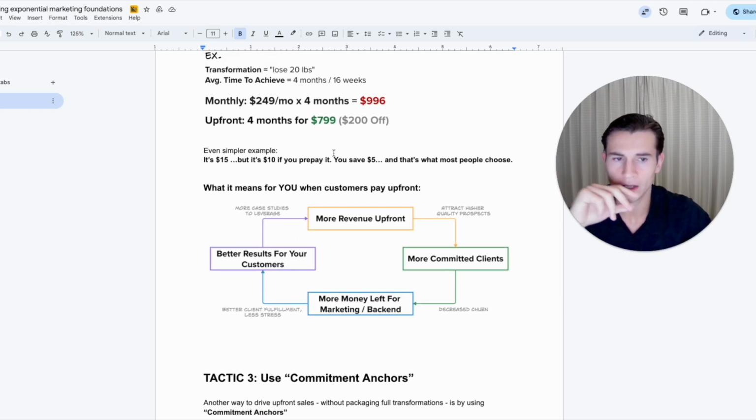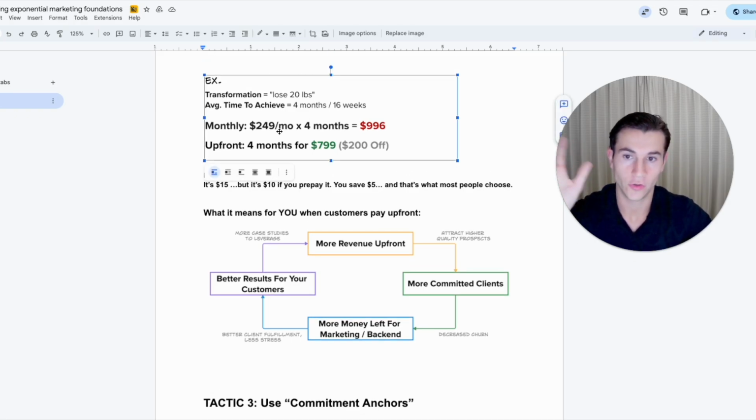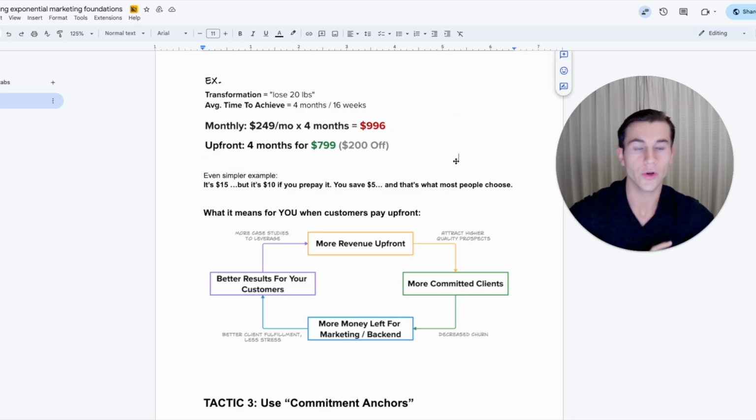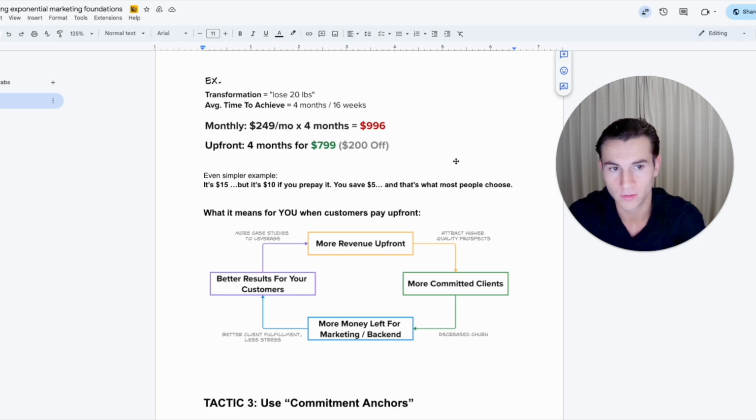Okay. But when I say it's easier to sell higher ticket, this $800 up front, you want to frame it not as if they're paying $249 per month for 4 months, where it's usually $996 but I'm going to offer it to you for $200 less. What you're going to tell them is, hey, listen, we have a lot of different packages here. In order for you to achieve this 20 pounds, we need at least 4 months. A lot of people don't really understand how much work it takes to lose 20 pounds.